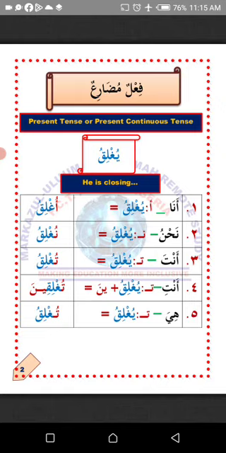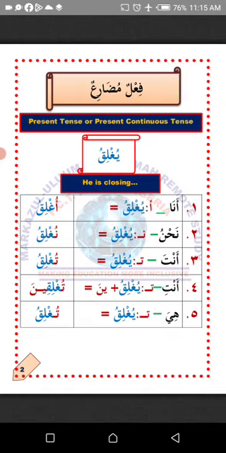Yugliku simply means he is closing. He in Arabic is huwa, which is the opposite of hiya, she. So how do we now change the verb yugliku to suit the following pronouns? Wahid, number one, ana, I. So how do we change the verb yugliku to suit ana? All you need to do is to detach ya'un and attach alifun. So the verb yugliku will now become ugliku, which means I am closing.